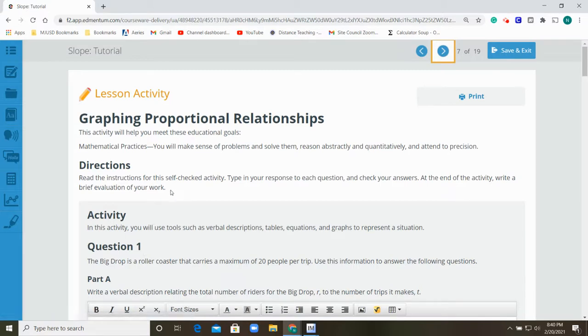Graphing proportional relationships. This activity will help you meet these educational goals. Mathematical practices. You will make sense of problems and solve them, reason abstractly and quantitatively, and attend to precision. Directions. For this self-checked activity, read the instructions, type in your response to each question, and check your answers at the end of the activity. Write a brief evaluation of your work.